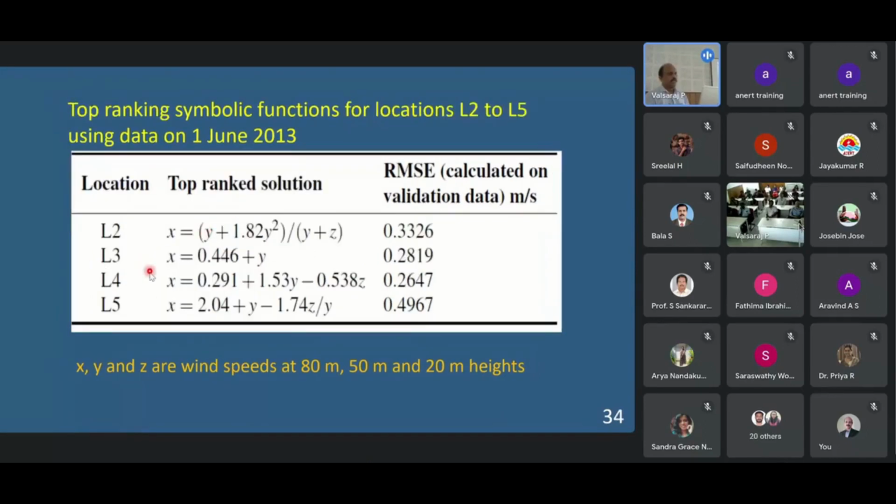And like that, I tried to do it at other locations also. See, for L2, the most fitting solution is this one. For L3, when you use the data from L3 and make a symbolic function, you get it like this. For the 5 locations, these are the symbolic functions.